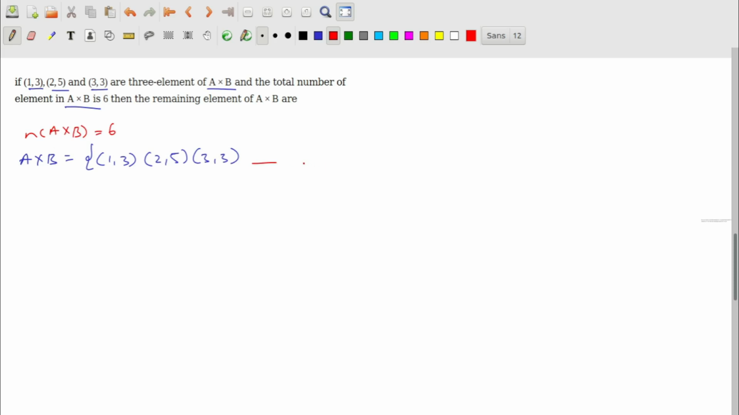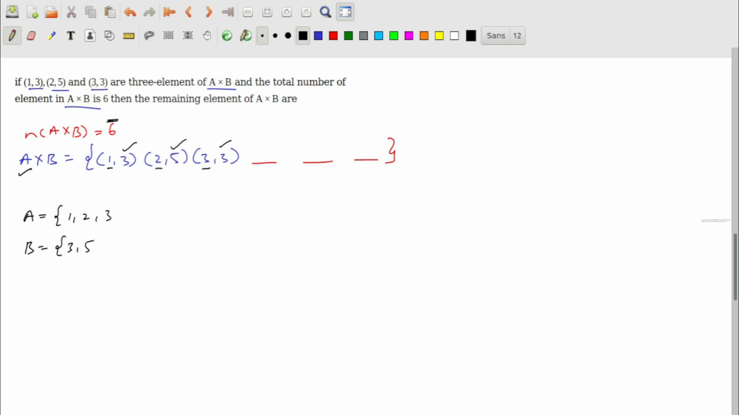So there are 3 slots to be filled. Now how do we find the remaining 3 elements? As you can see, the first elements 1, 2 and 3 belong to the first set A, so you can write A is equal to {1, 2, 3}. And the second elements 3, 5 and 3 belong to set B, so B is {3, 5}, because when you write elements in a set, you don't repeat the same number.